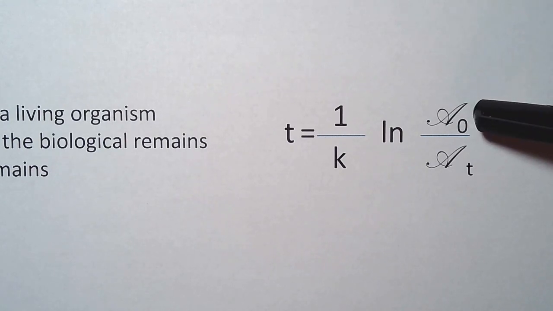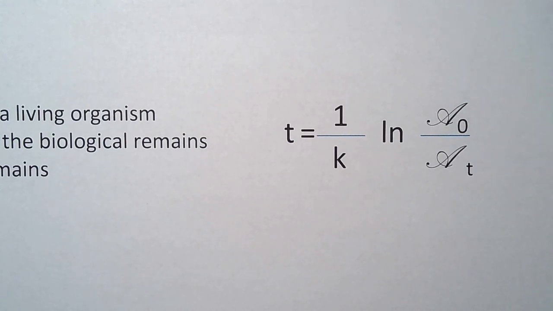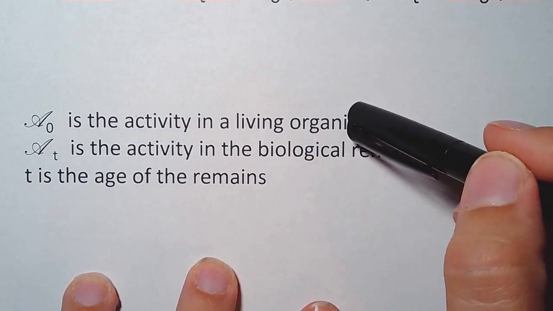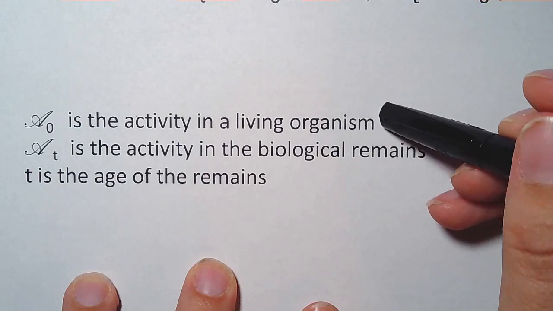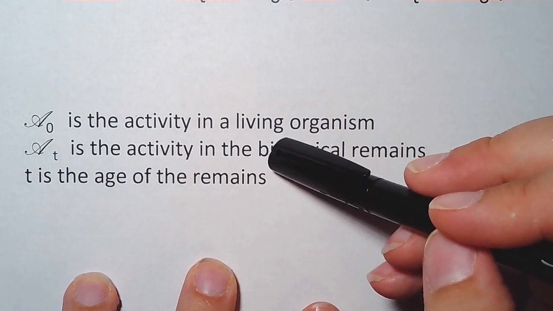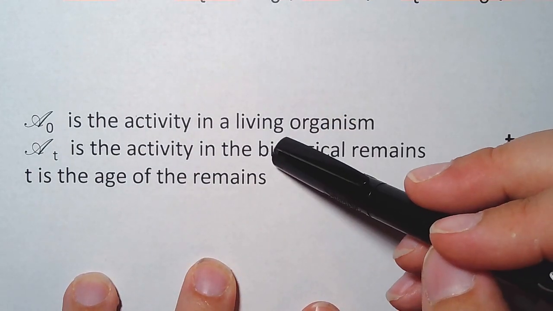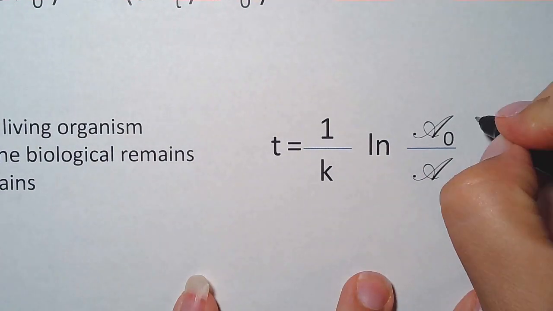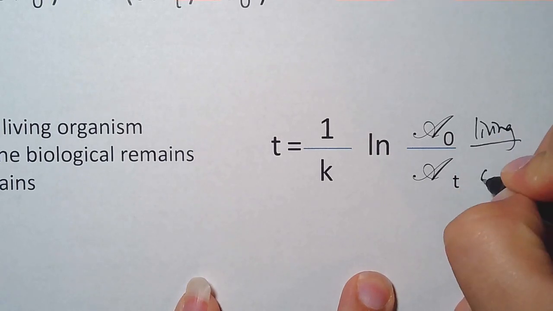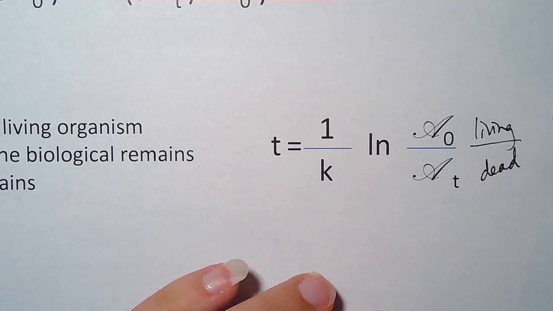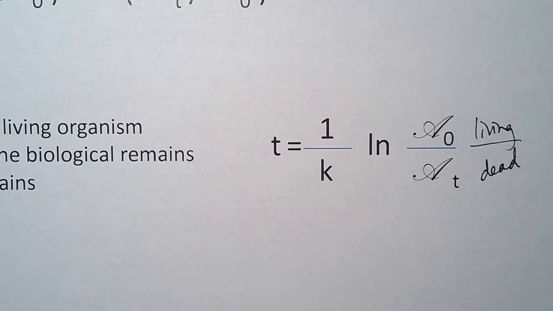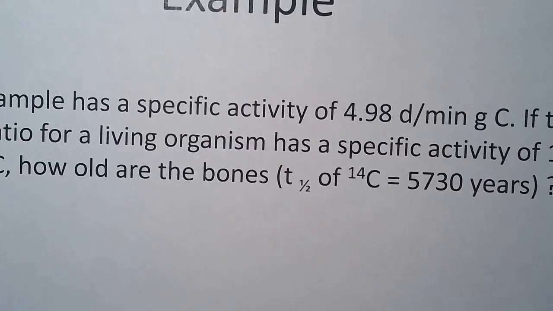And in this case, A naught is the activity of the living organism, so something that is currently alive, and A t is the biological remains. So in this equation, I like to think of it as the living over the dead. Alright, so that helps you remember which way to do this ratio. So we're going to use that equation, and we're going to solve for an age.